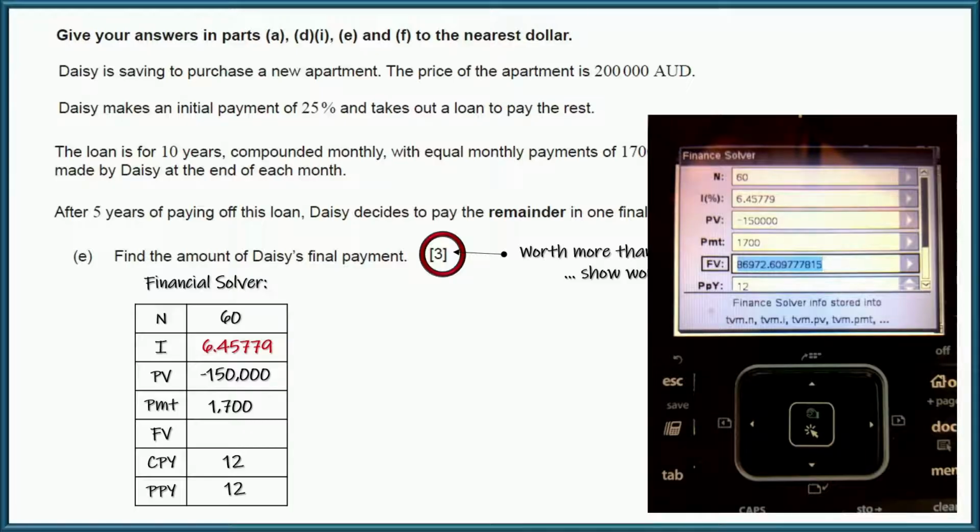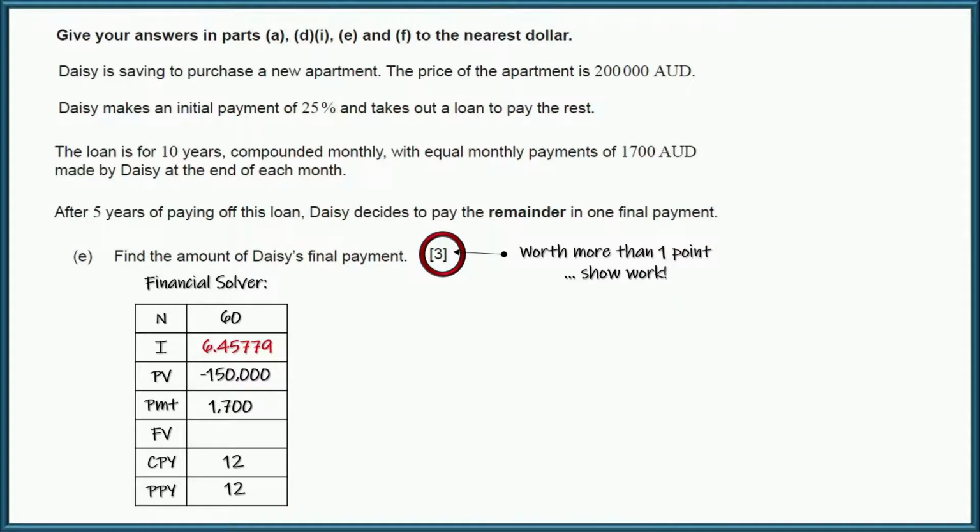Let's turn the document camera back off here. Head back to our PowerPoint. So there we go. Hit the enter. 86,973. Cool. Nearest dollar, right? Because part F, nearest dollar.